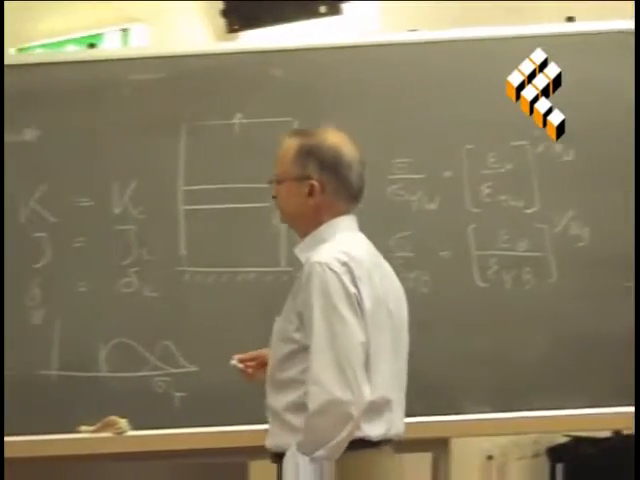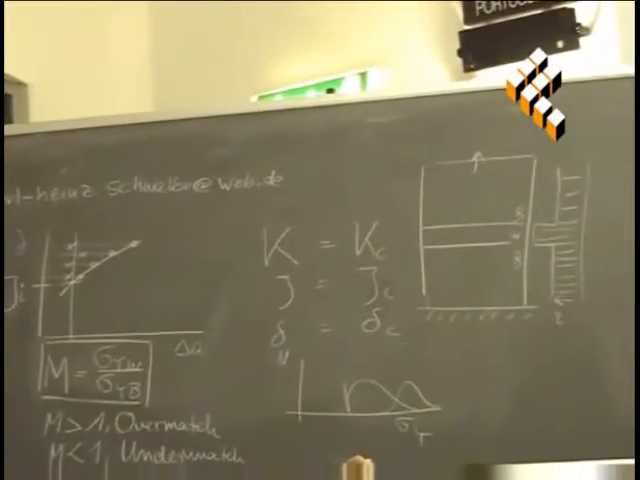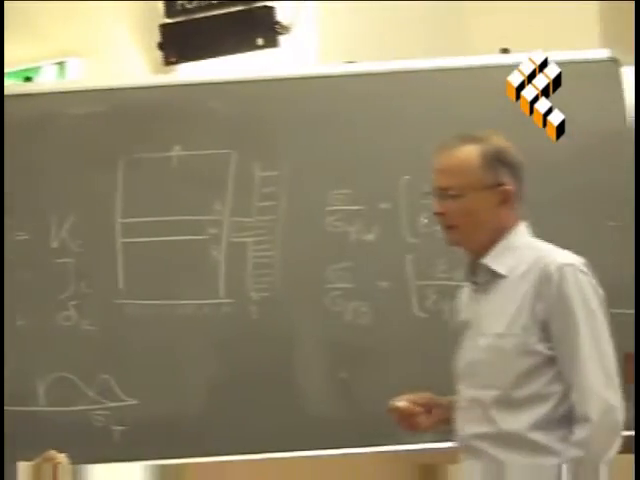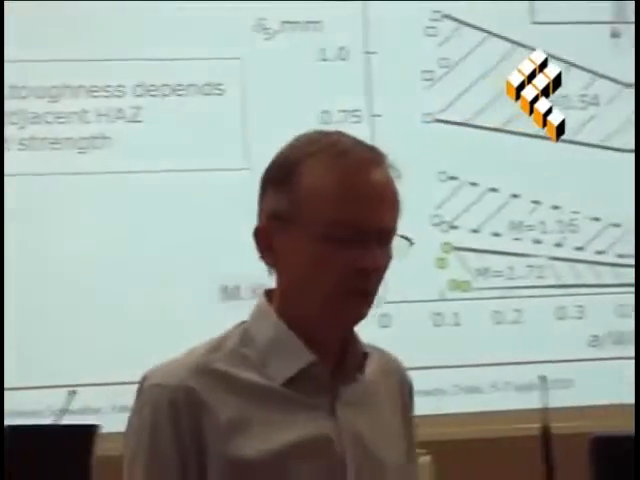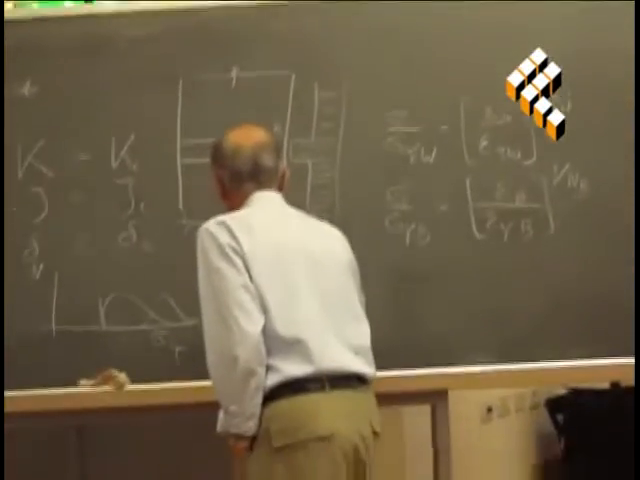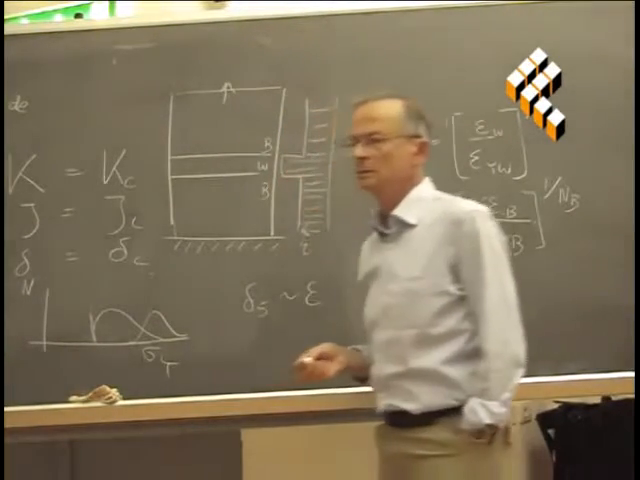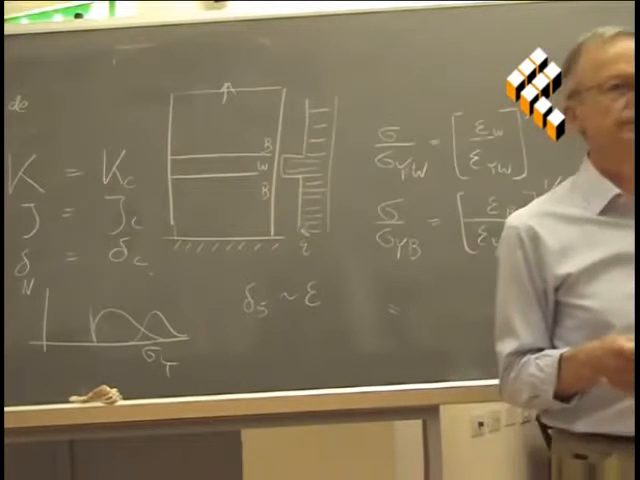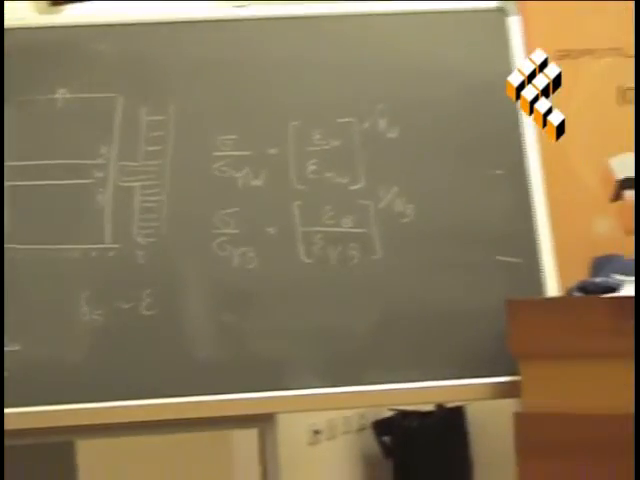Now, coming back to this issue here, I have developed a model which I'm presenting tomorrow morning, which correlates for fully plastic conditions. The delta 5 is somehow proportional to the applied strain. Now you will immediately see the clue. The strain for an undermatched weld.